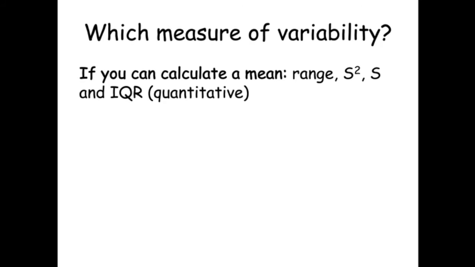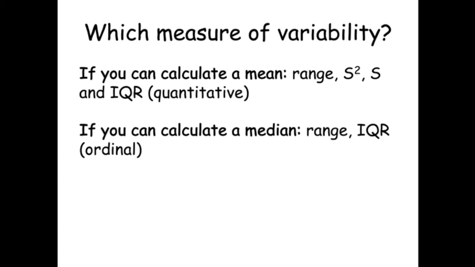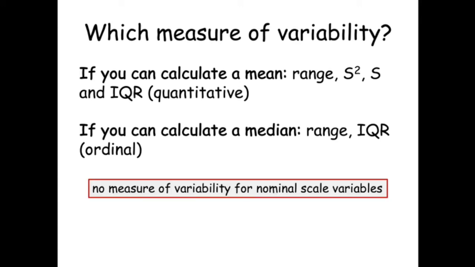The appropriate measure of variability depends on what type of data you have. If a mean can be calculated, that is, if the data are quantitative, then any of these measures may be used. If the data are ordinal, then both the range and interquartile range may be used. There is no measure of variability for nominal variables because the numbers have no meaning.